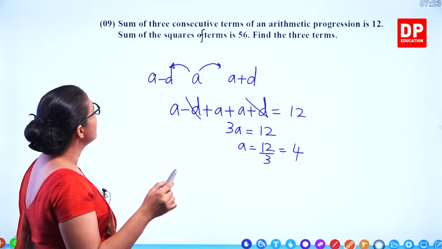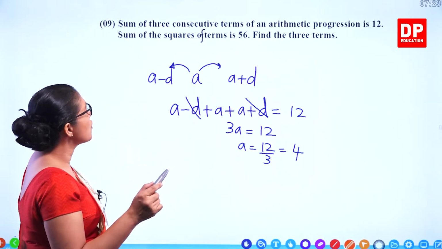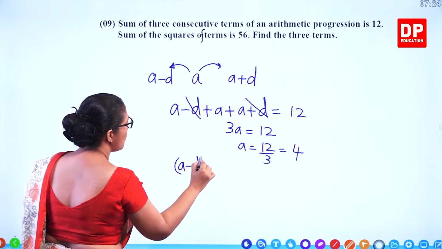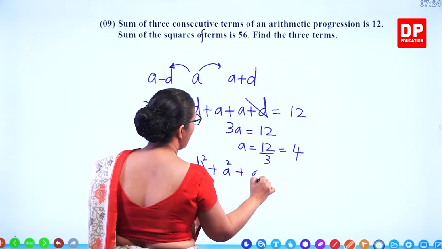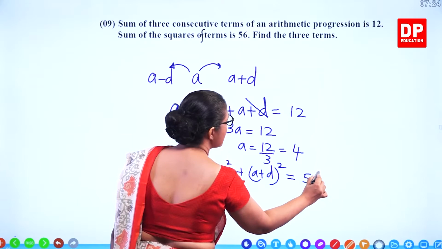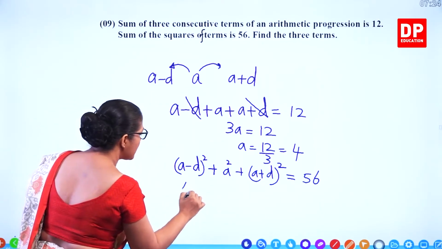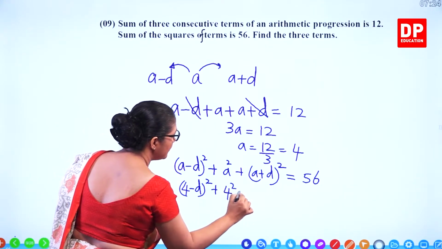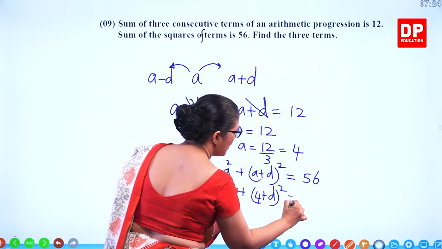What's the next one? You can use the other equation. Sum of the squares of the terms. So the sum of the squares of the terms: a minus d squared plus a squared plus a plus d squared. That's equal to 56. Now we'll substitute 4 there. So 4 minus d squared, 4 squared here, 4 plus d squared. That's equal to 56.